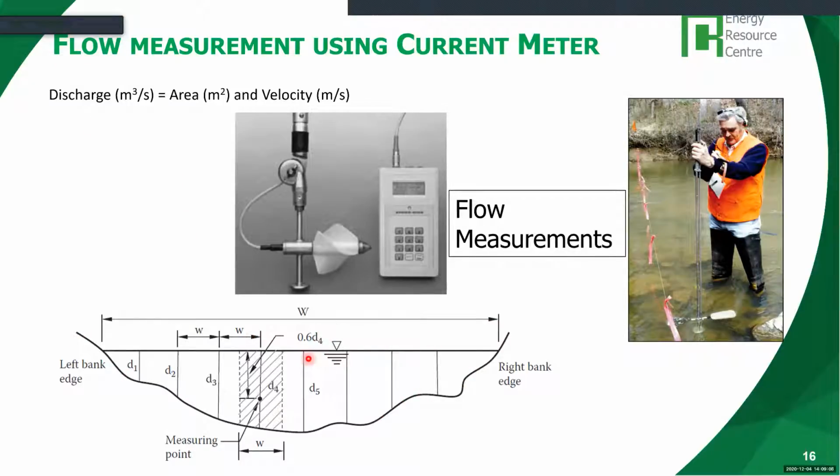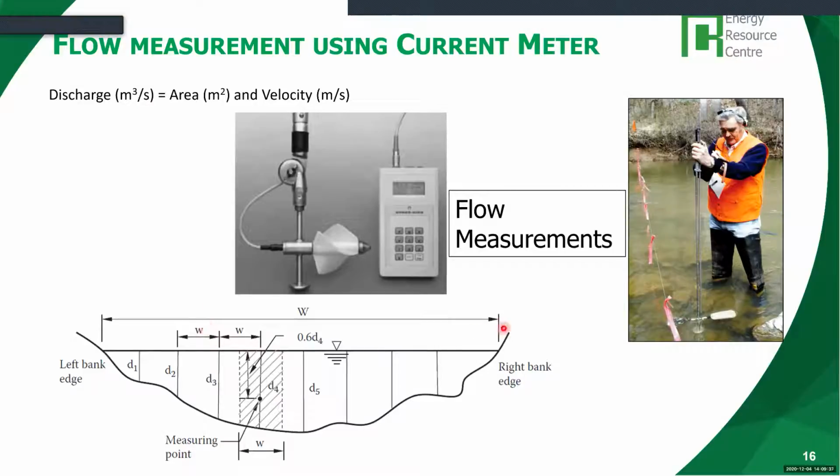Obviously the cross section is deep in the middle, then it goes to the side. This is the water level. Now in hydro, for small rivers, this is what is called the wading method. This is the current meter they use. And then based on the speed of the velocity of the water, they get the area and calculate the discharge. Okay, this is using a current meter.